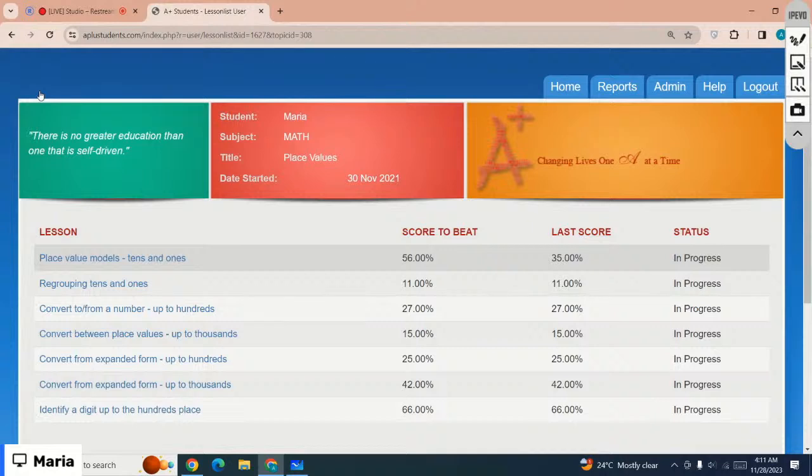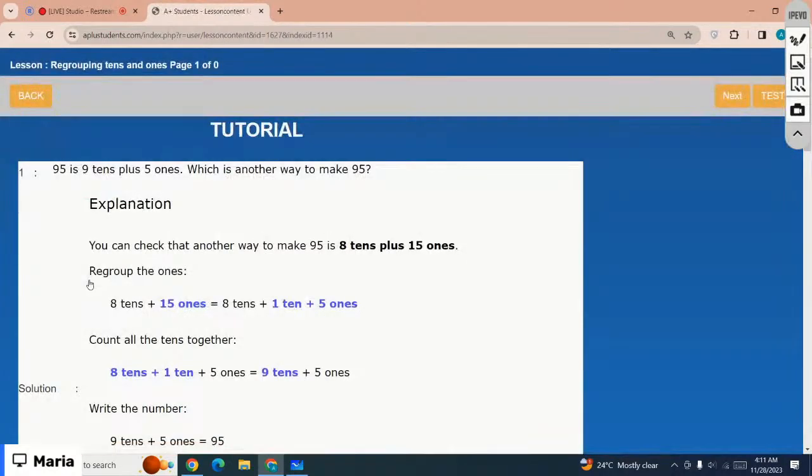Okay, regrouping tens and ones. 95 is 9 tens plus 5 ones, which is another way to make 95. So basically, we have to regroup the ones, right? Here we have 95, right?